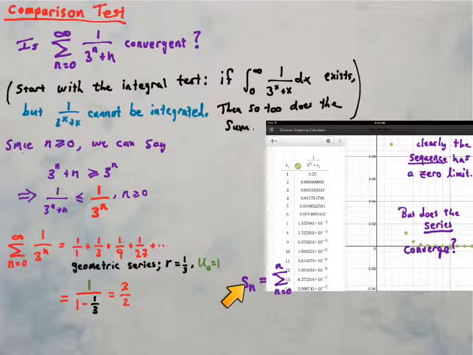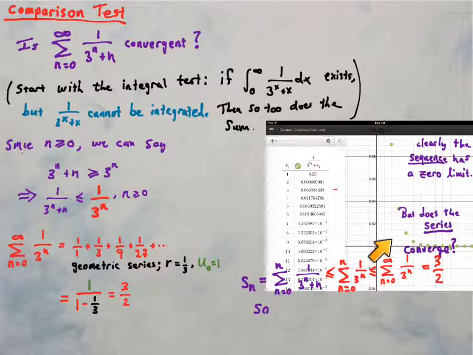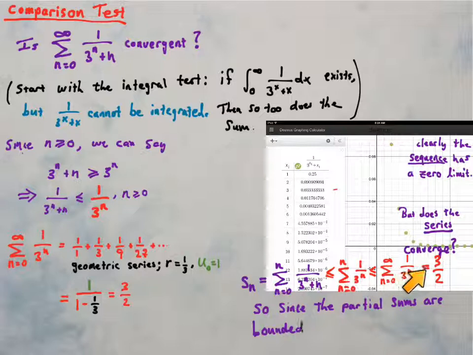So if I look at the partial sums for my series that I'm trying to compare, these partial sums are always going to be less than the partial sums of the geometric series, which is always going to be less than the infinite sum of the geometric series, which is 3/2. So I don't know what the sum of my infinite series is, but I know for sure it's always going to be smaller than 3/2. Therefore, we can say that the series converges.